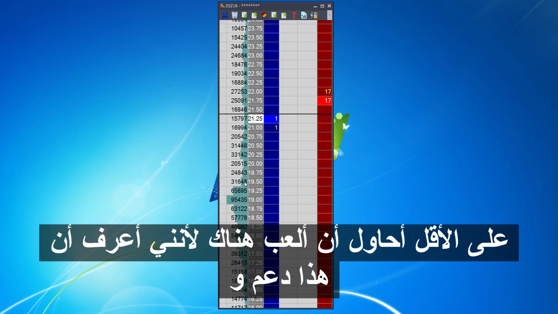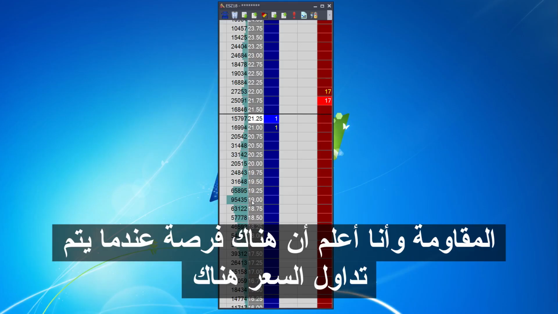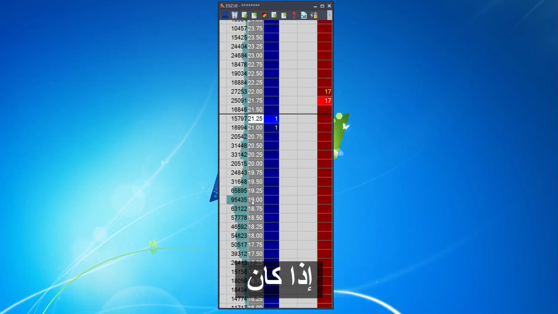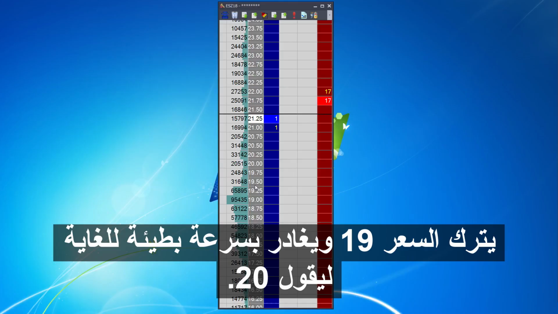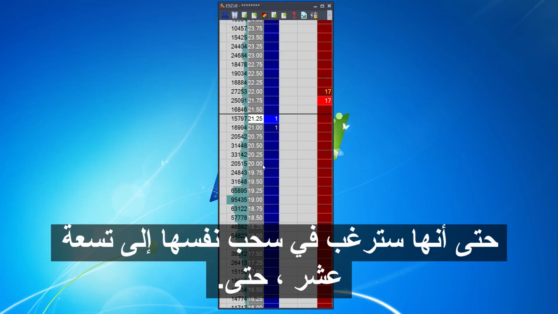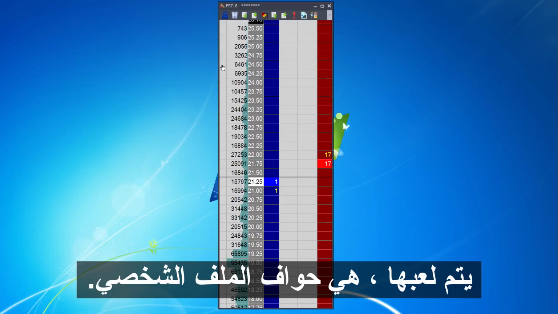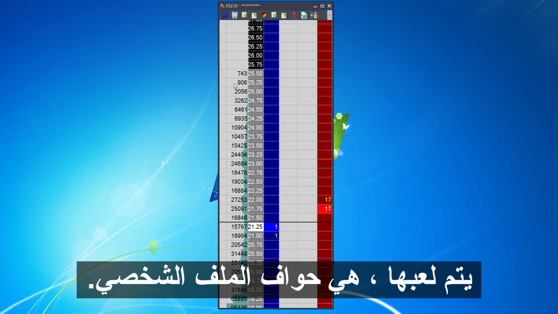At least I try to play around there because I know that's support and resistance, and I know there's opportunity when price is trading there. And it acts like a magnet. If the price leaves 19 and it leaves with very slow velocity to, say, 20 even, it'll want to pull itself back to 19 even. So I know a trade is to be played in there. Also, trades that are to be played are the profile edges.